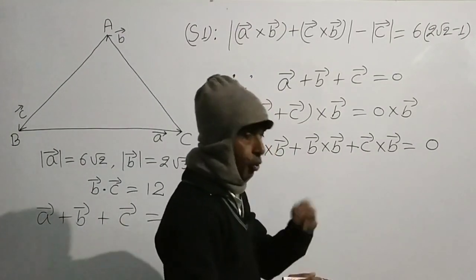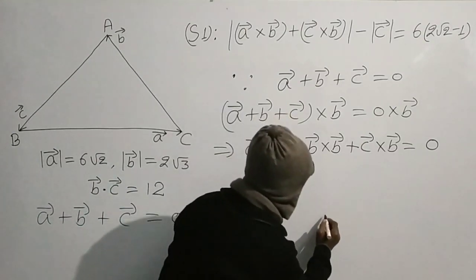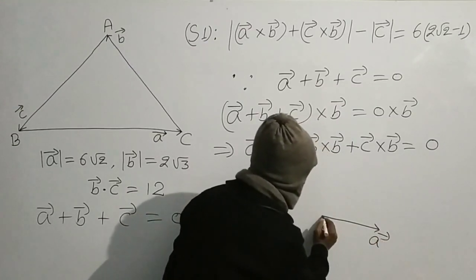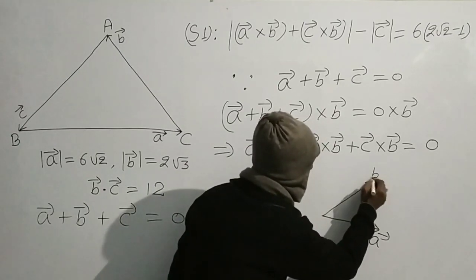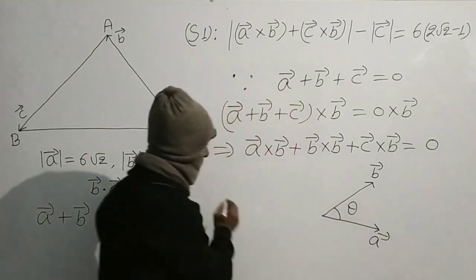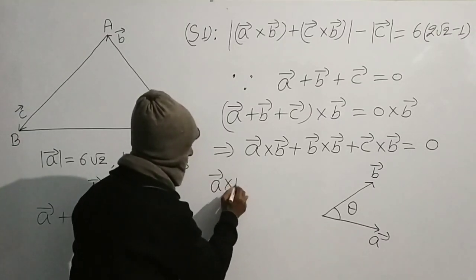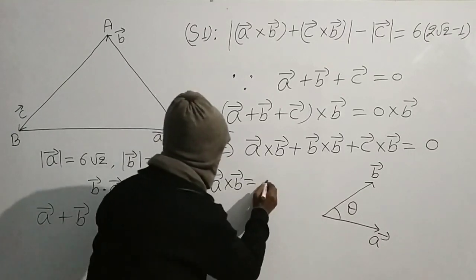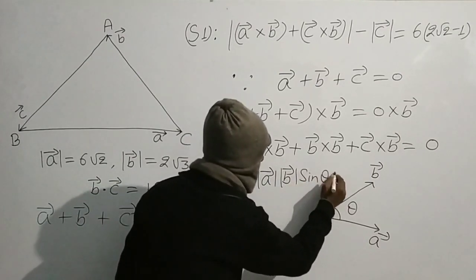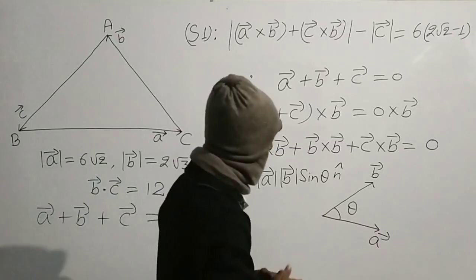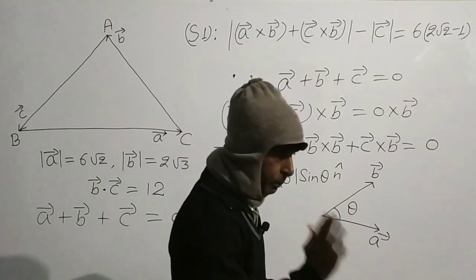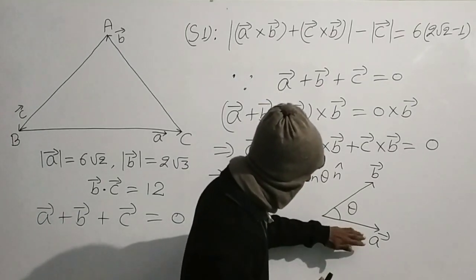Cross product of two vectors is defined as, if one vector be A, second vector be B, and theta be angle between these two vectors, then A cross B is equal to mod of A mod of B sin theta n cap, where n cap is a unit vector perpendicular to the plane containing the vector A and B.